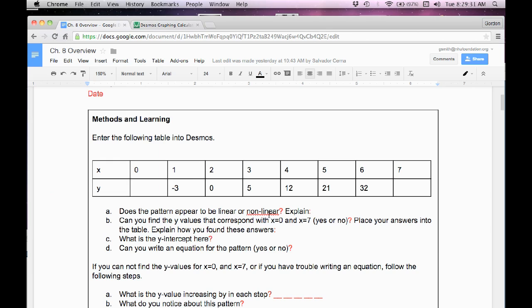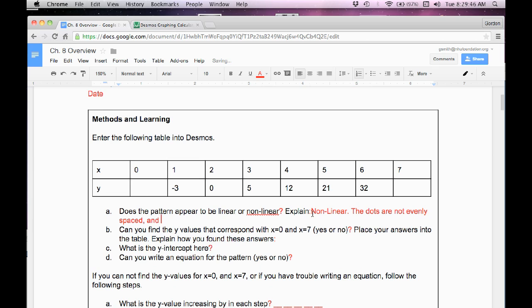So, does the pattern appear to be linear or nonlinear? Non-linear. The dots are not evenly spaced, and they are not straight. Mostly, the most important part is that they're not straight. It's, of course, possible to have linear patterns that are not evenly spaced, but if you have every X, then the Y's should have all the same growth value. So in this case, we do have every X. The X's are consecutive, so it should be evenly spaced, and it isn't.